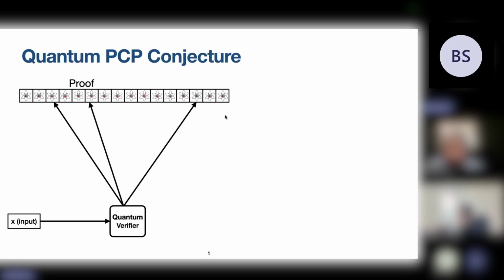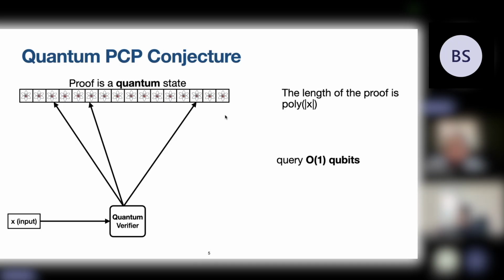And then as an analog, you have the PCP conjecture. Still, you have an input, which is a classical string, and the verifier is quantum. Now your proof is a quantum state, and the length of the proof is polynomial, and you do quantum queries to constant bits, to decide whether it's a QMA language. Actually, there are a few versions of the quantum PCP conjecture. You have multiple ways to define it, and later I will present the way we defined it.